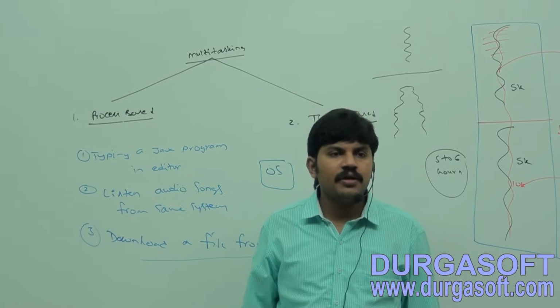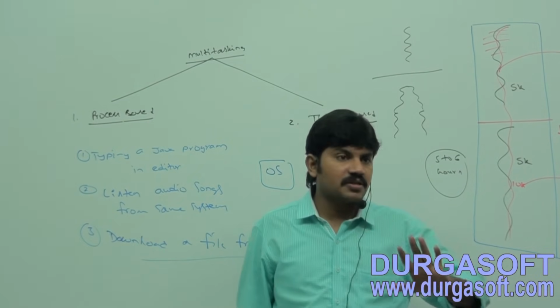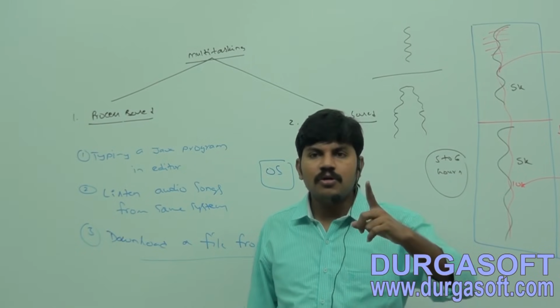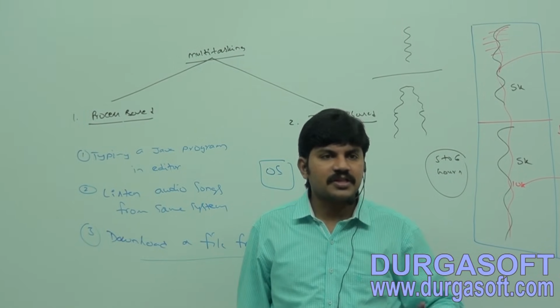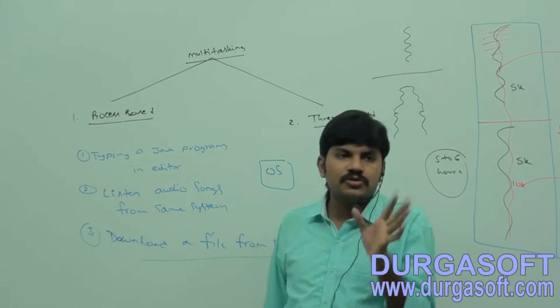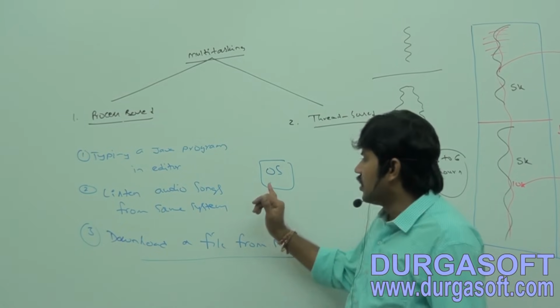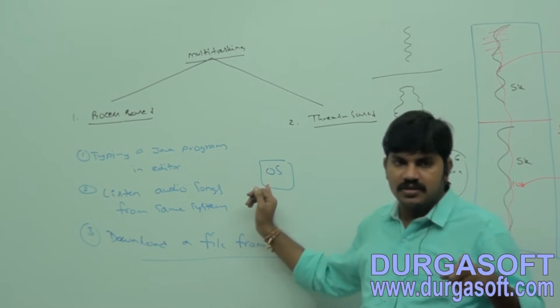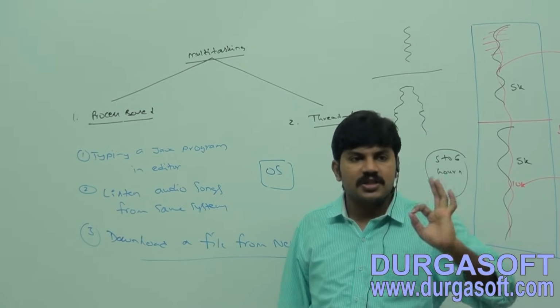Are you able to understand it? Okay, what is process based multitasking? The terminology is clear. Process based multitasking is best suitable at the OS level. OS means what? Operating system. Best suitable at the operating system level, right?